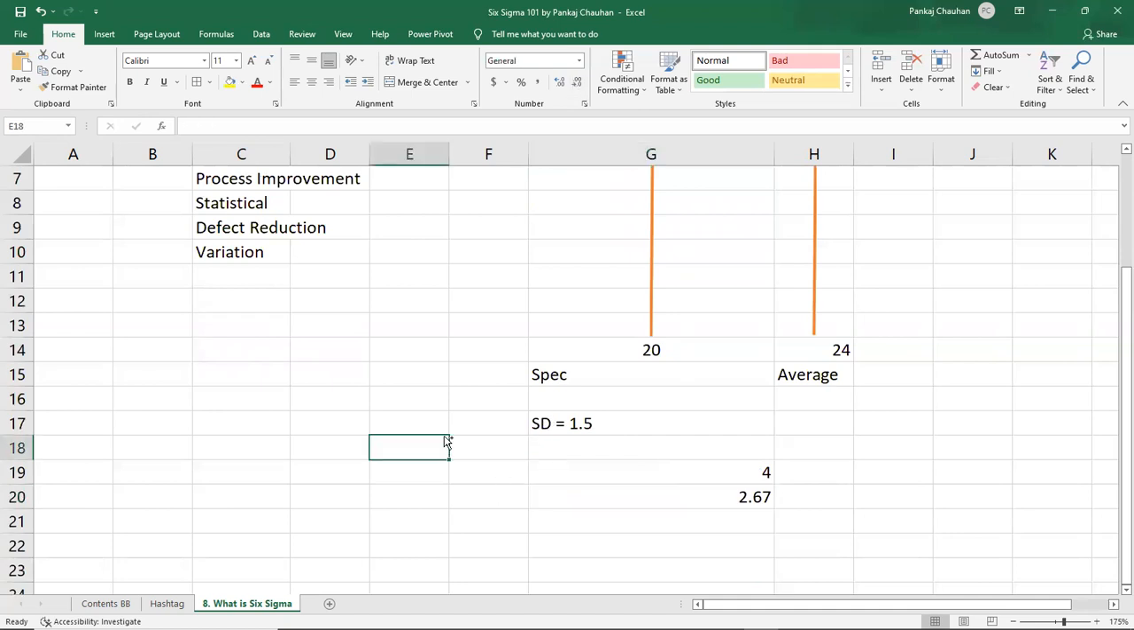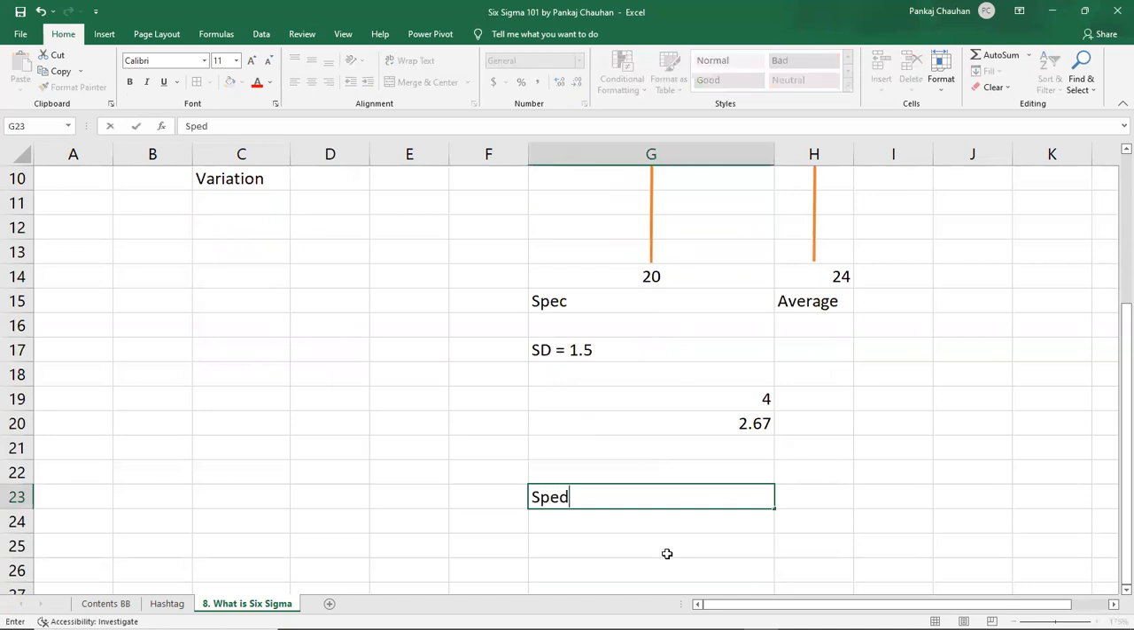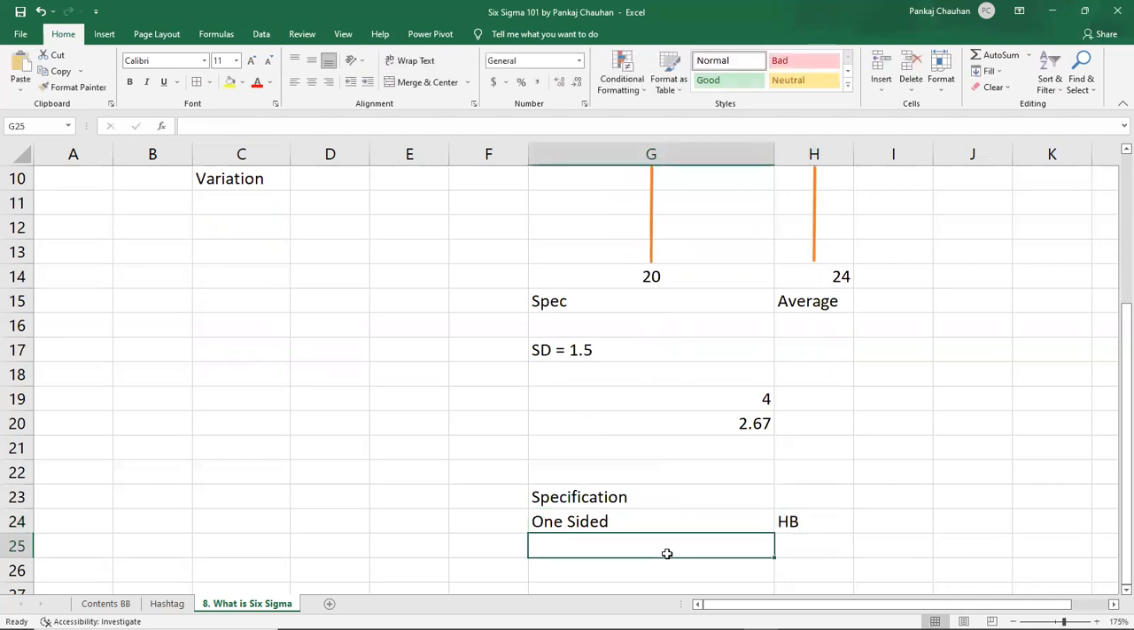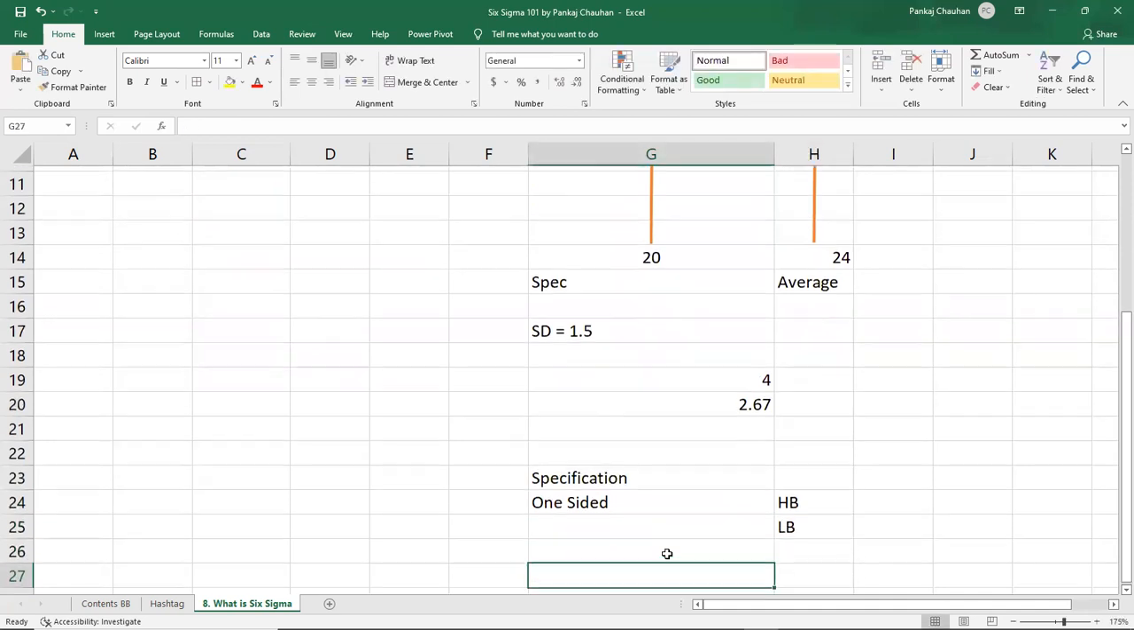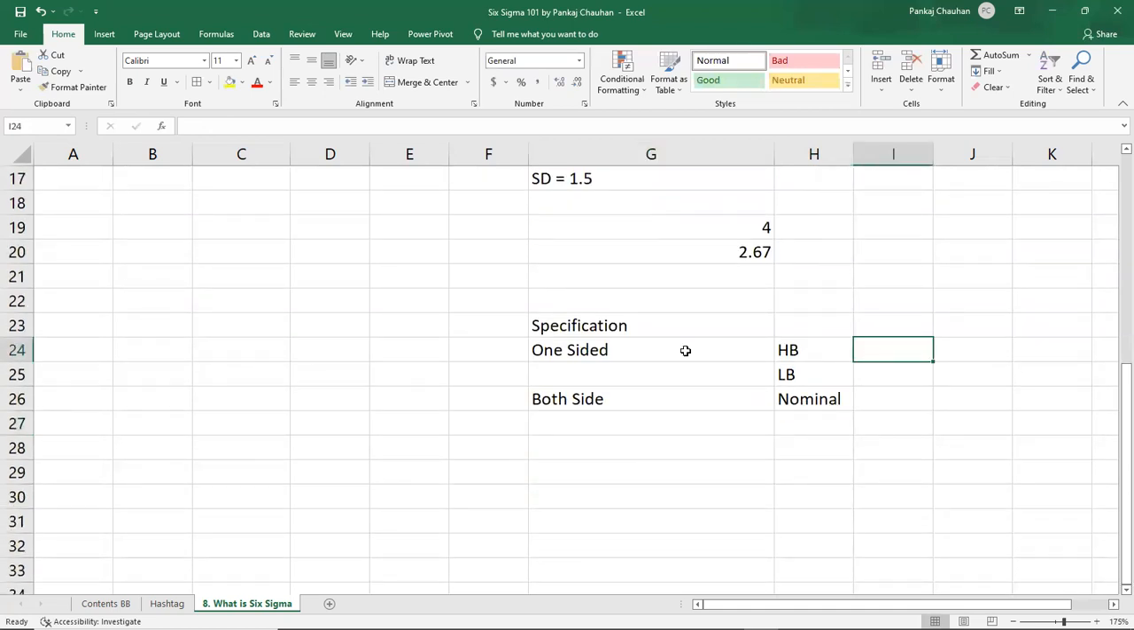I will explain in my next session how to calculate it when the specification of your data is one-sided, which means sometimes higher is better or sometimes lower is better, or when the specification is on both sides, which means you have to find the central or nominal value. So there are 3 ways to calculate as per the specification. We have to use the right formula at the right place: if higher is better, if lower is better, or the nominal value.